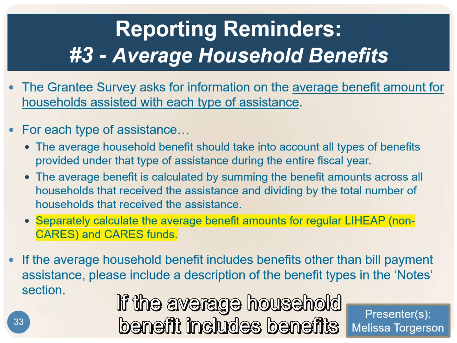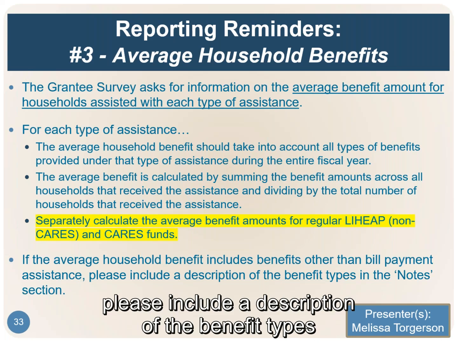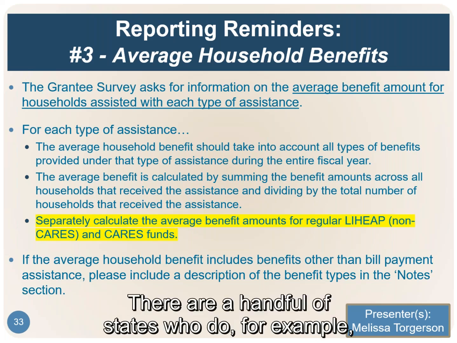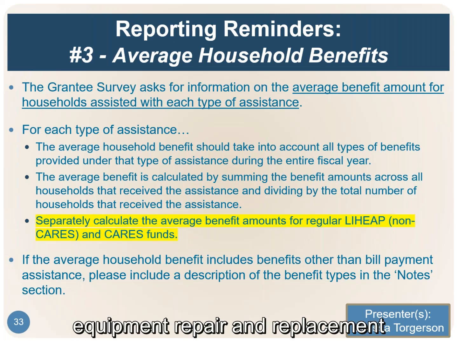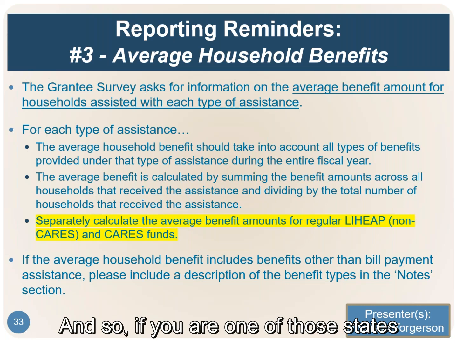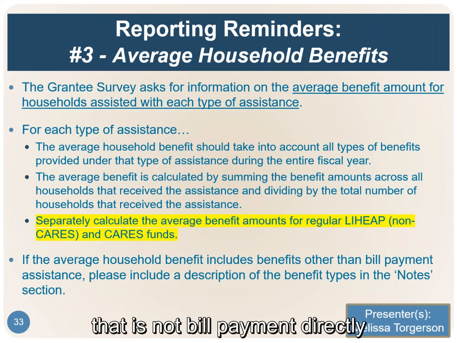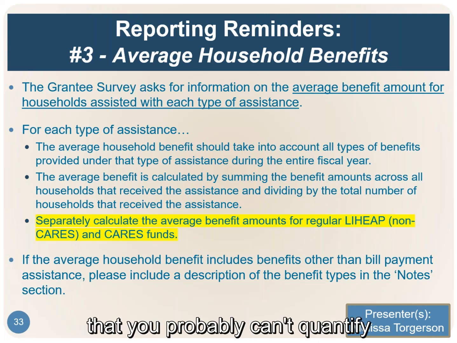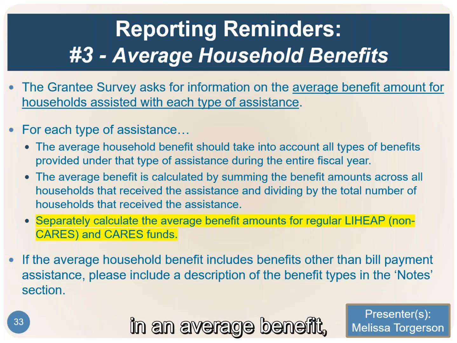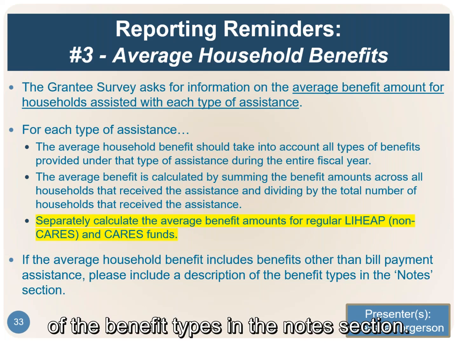If the average household benefit includes benefits other than bill payment assistance, please include a description of the benefit types in the notes section. There are a handful of states who do, for example, equipment repair and replacement as part of their regular heating program. And so if you are one of those states, or you give some kind of assistance that is not bill payment directly, that you probably can't quantify in an average benefit, then you'll want to include a description of the benefit types in the notes section.